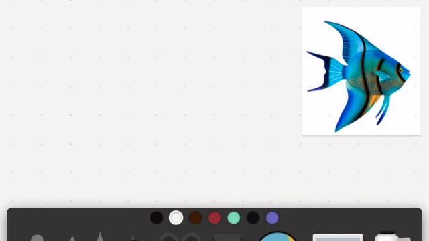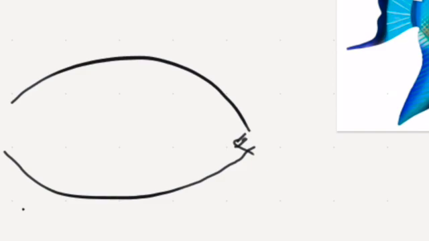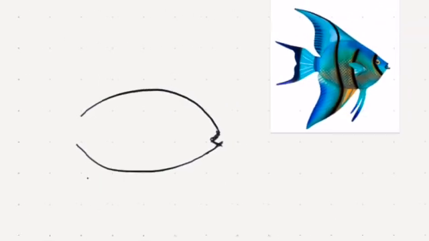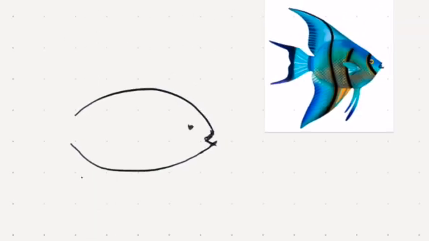Let's start with his basic shape, which is 2 curves that make his body. Notice he has a little angle right here for his mouth. Okay, since we're over there, we can go ahead and do his eye and 2 curves around that connect to make a circle.